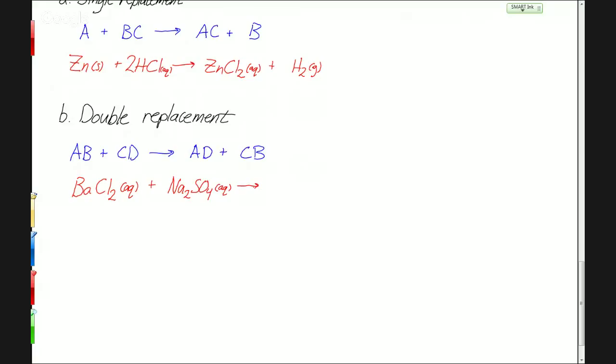So we would expect in the product that the Cl would go with the Na, right, cations and anions, and the barium goes with the sulfate. So cations and anions switch places. Now we still have to come up with new compounds for those. What is the compound between sodium and chloride? What does that formula look like? NaCl, yeah.